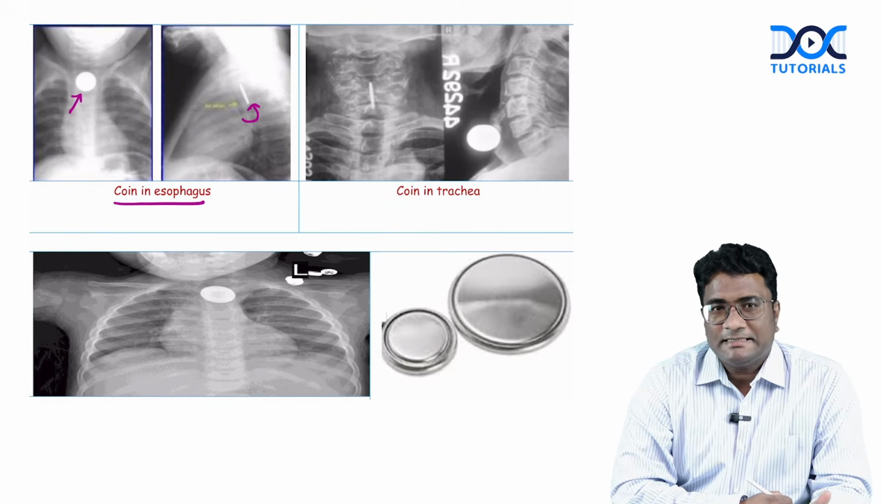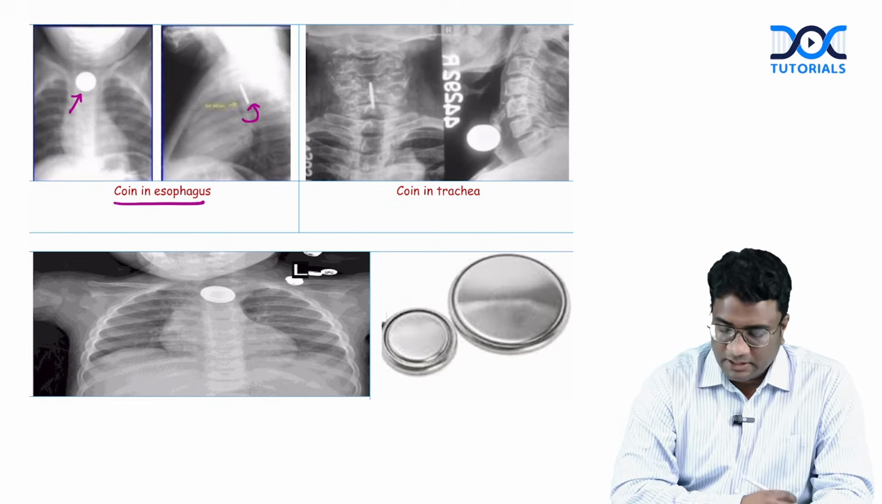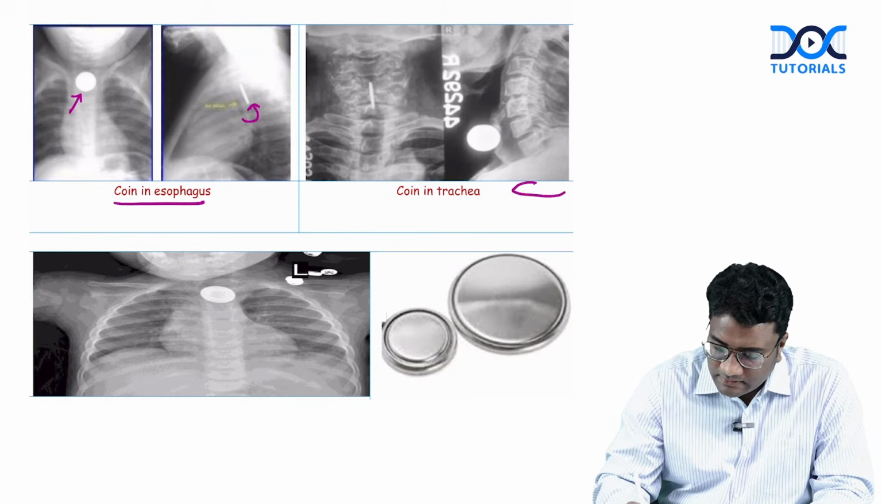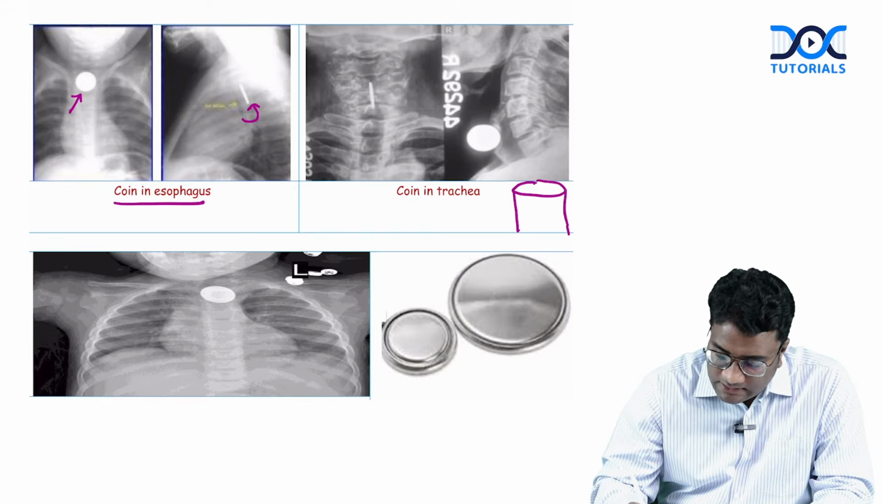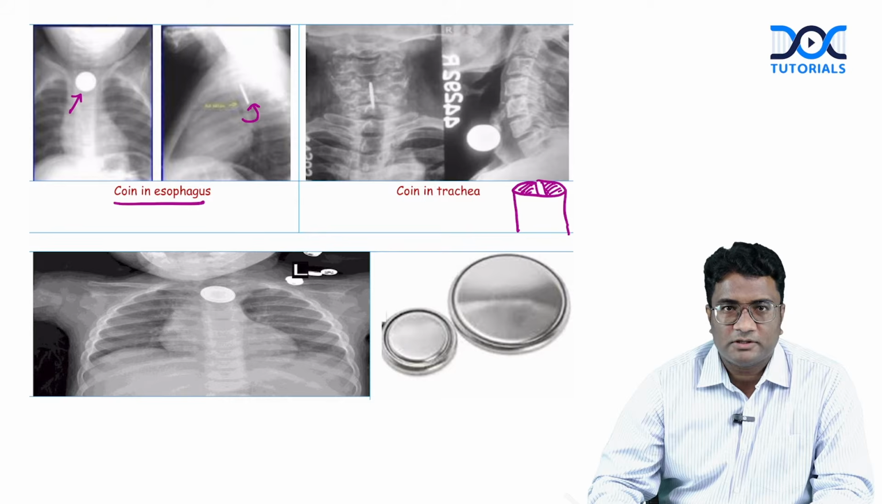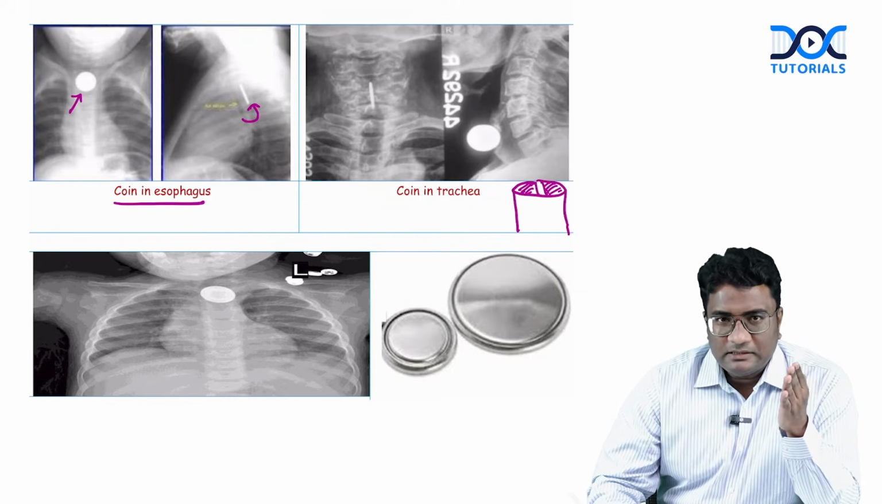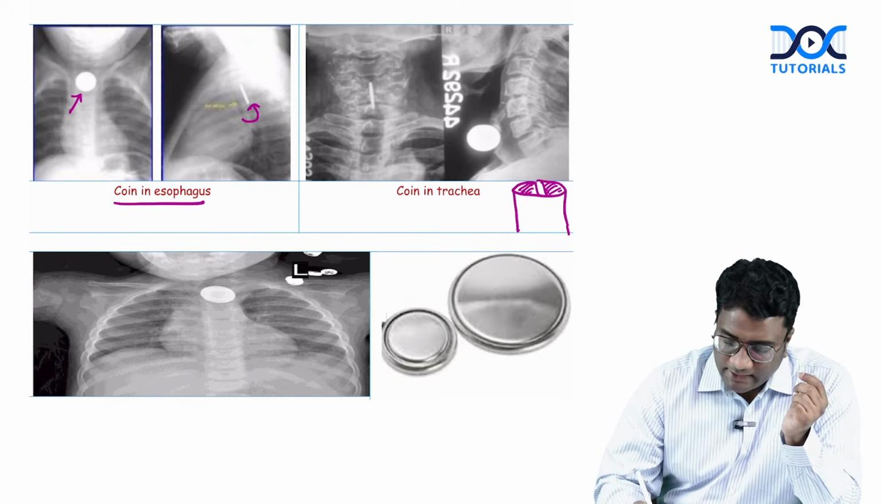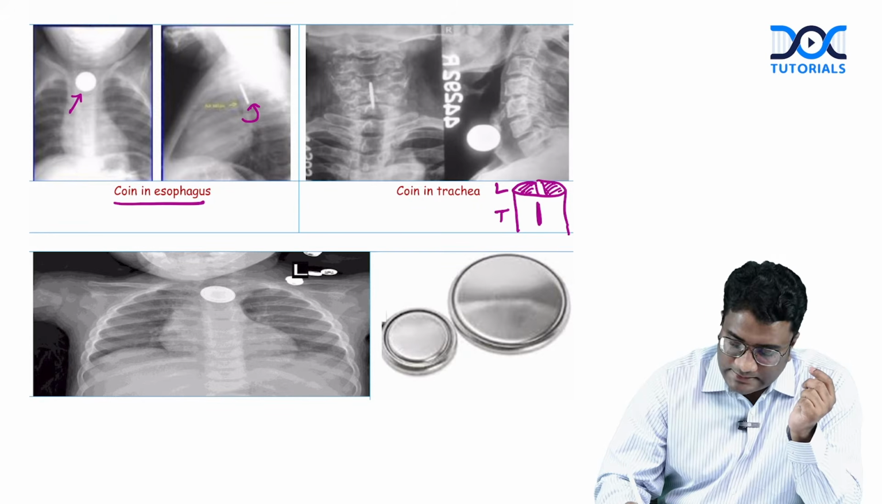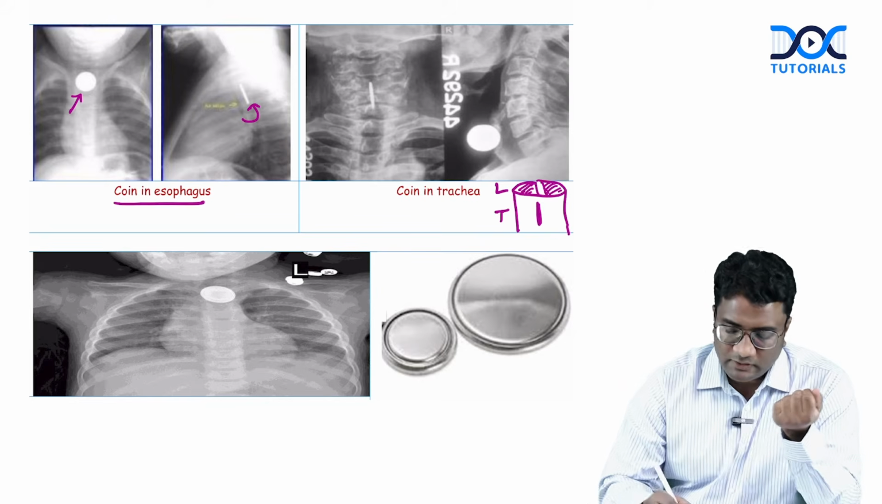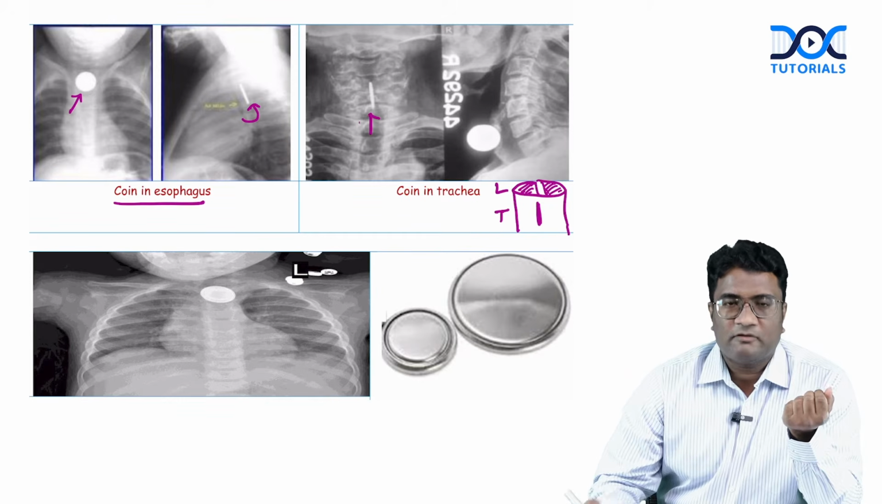And if the coin enters the trachea, how does it enter? Remember, we have a larynx and then the trachea. The larynx has the vocal cords. So if the coin has to enter the trachea, it has to pass through the larynx and then into the trachea. So it will appear in a sagittal plane in the frontal radiograph.